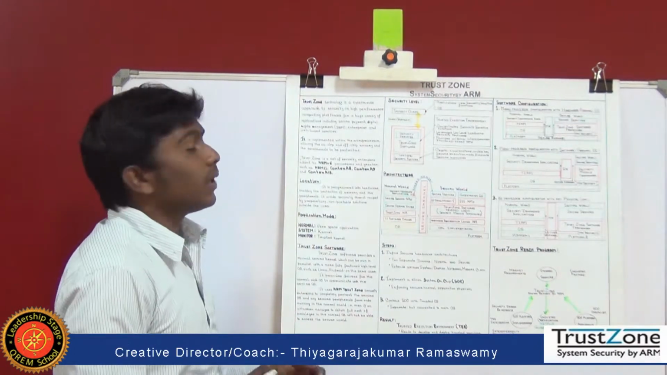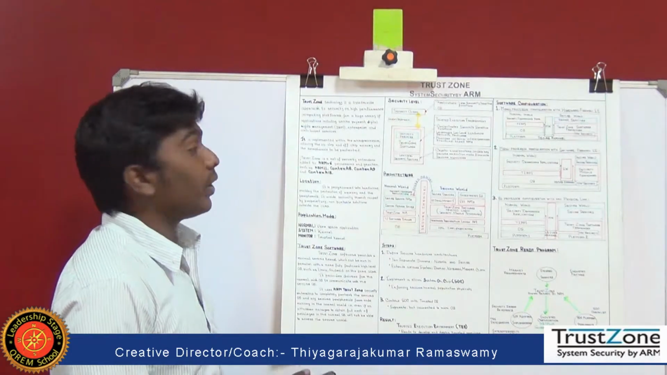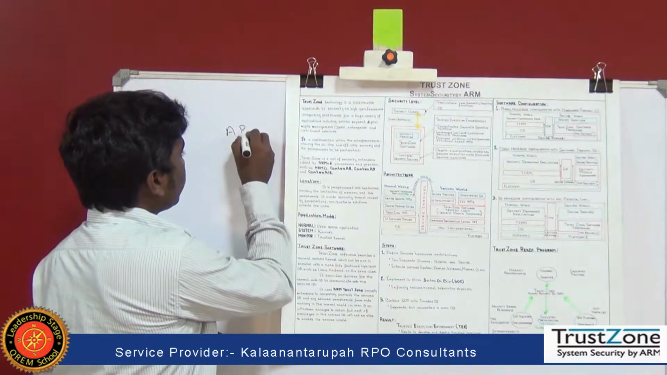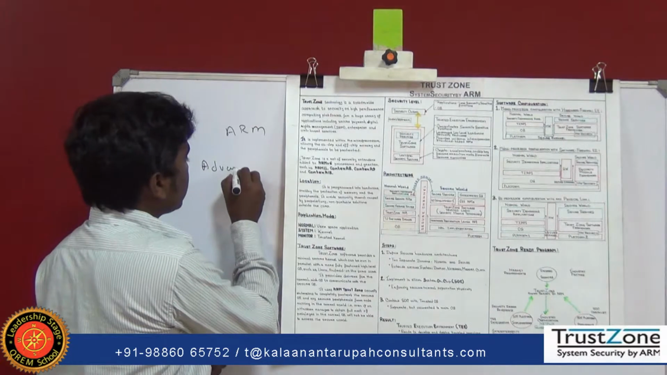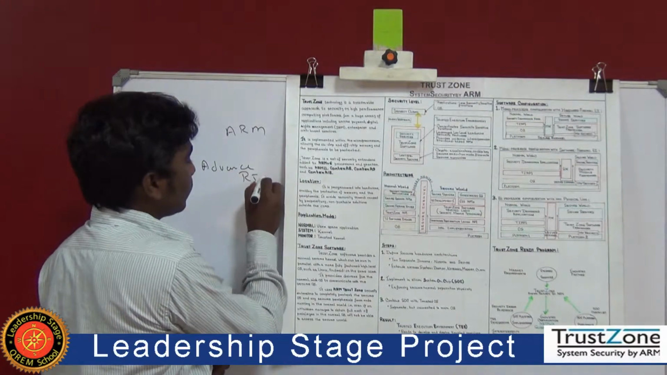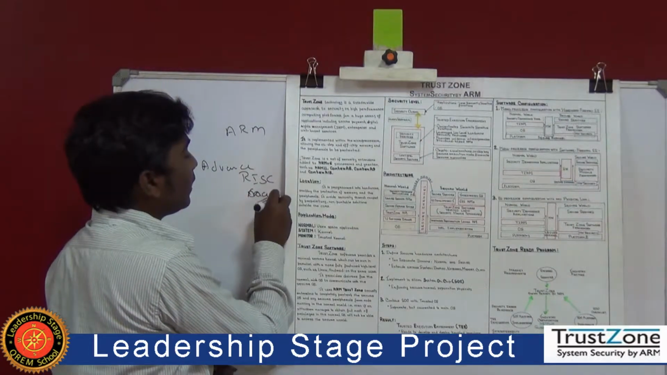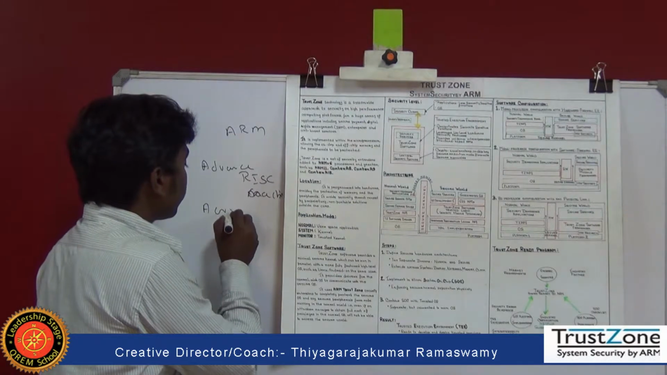What is TrustZone? TrustZone is a security extension added to the ARM processor, and ARM stands for Advanced RISC Machine. In the early stage, it was called Acorn RISC Machine.